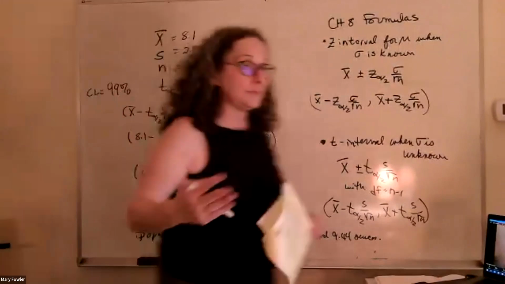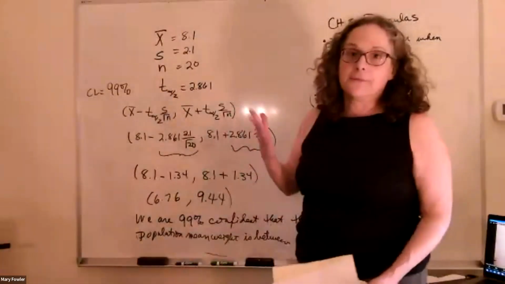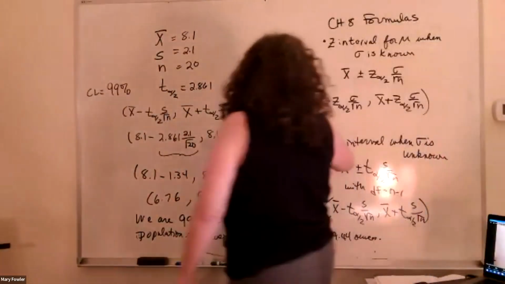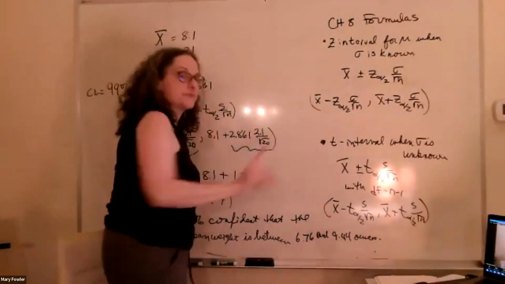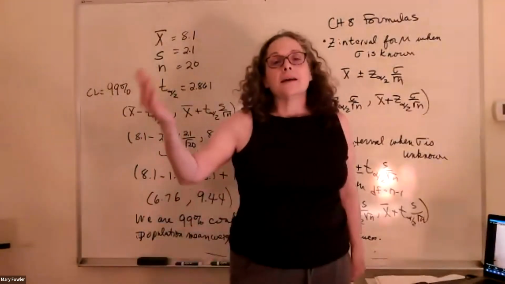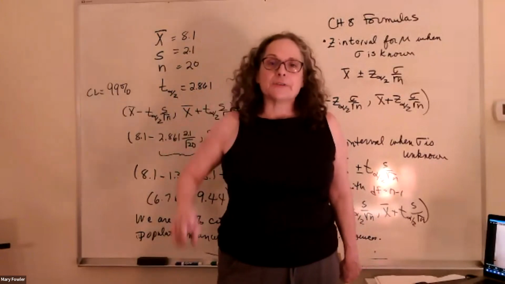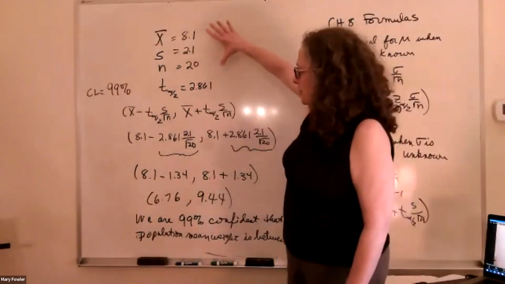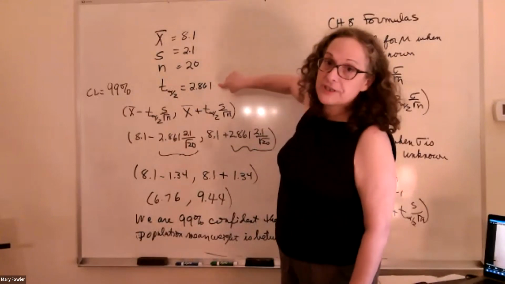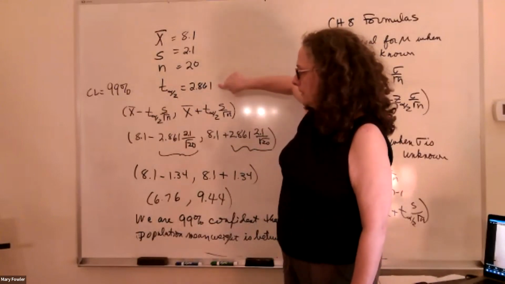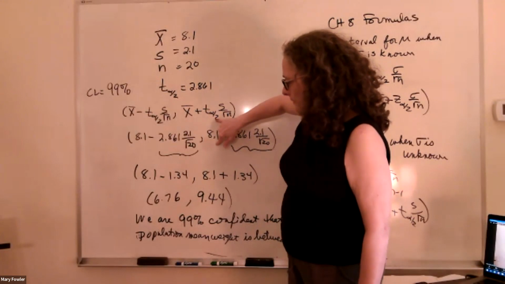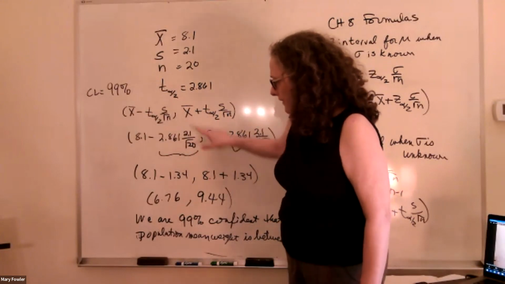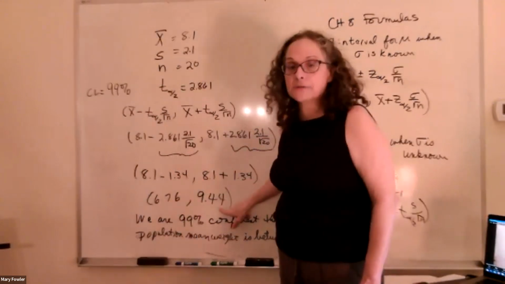So again, first thing we have to do is determine whether we're working in z or t. In this case, we were working in t because the population standard deviation isn't known. Second thing we do is find your t sub alpha over 2, then substitute in for margin of error, upper and lower bound, and then finally the interpretation.